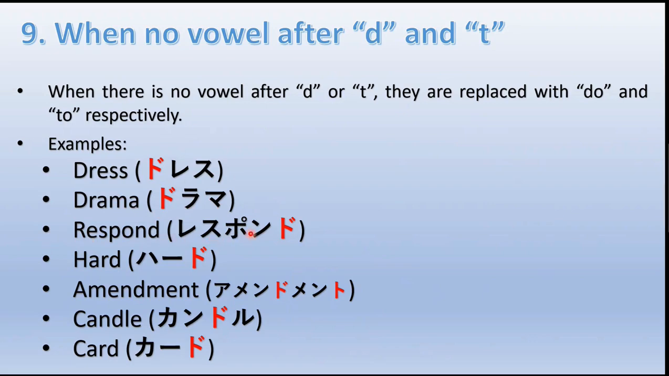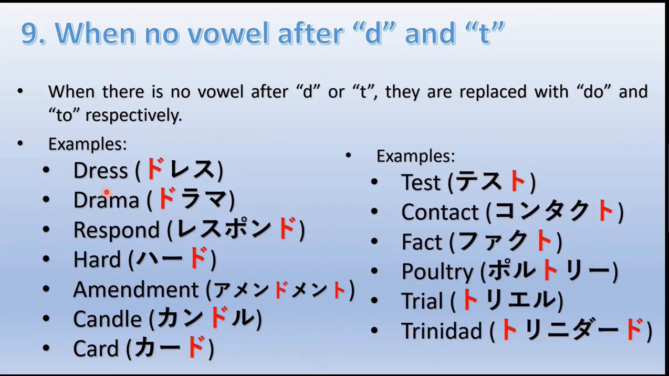Respond becomes resupondo. Hard, hado. Amendment, amendamento. Candle, canderu. Card, cardo. You can see that in each of these words, when D and T are not followed by vowels in English, in Japanese words they will be written as do or to. So a few more examples.